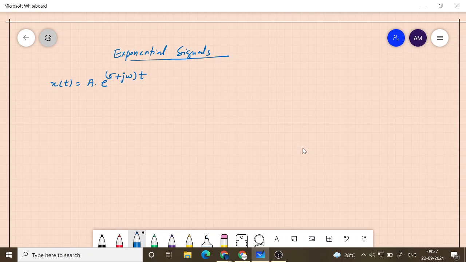This is a complex function, and therefore if you expand using Euler's identity, you can write it as a into e raised to sigma t into cos omega t plus j sin omega t. So you could write it like this. It has a real part and an imaginary part.